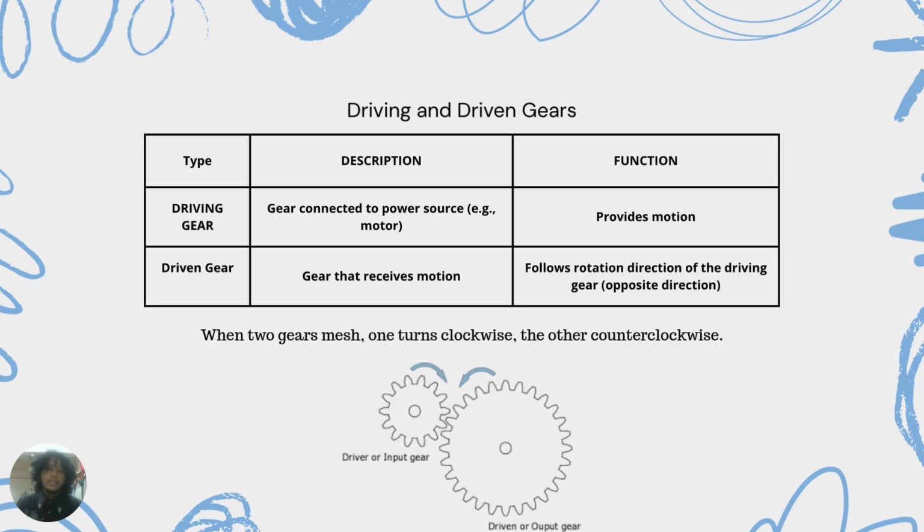When the two gears mesh, they always rotate in opposite directions. This opposite rotation is why, when you look at the two meshed gears, one turns clockwise and the other turns counterclockwise. These two gears work as a pair to transmit motion efficiently. Understanding which gear is the driver and which is the driven one helps engineers design systems that can control both speed and torque depending on what the machine needs to do.